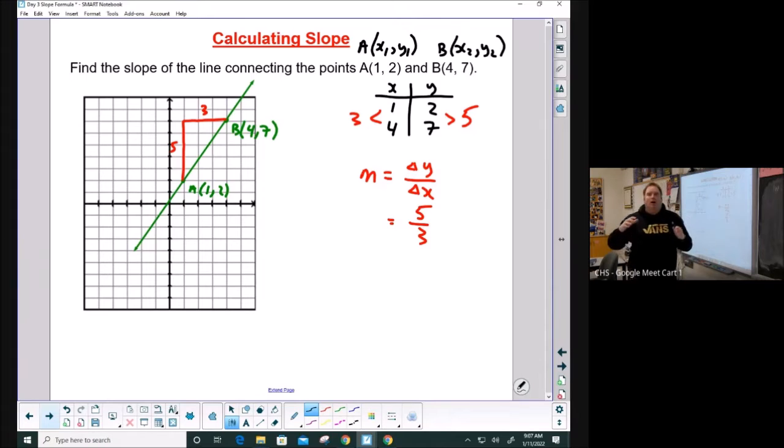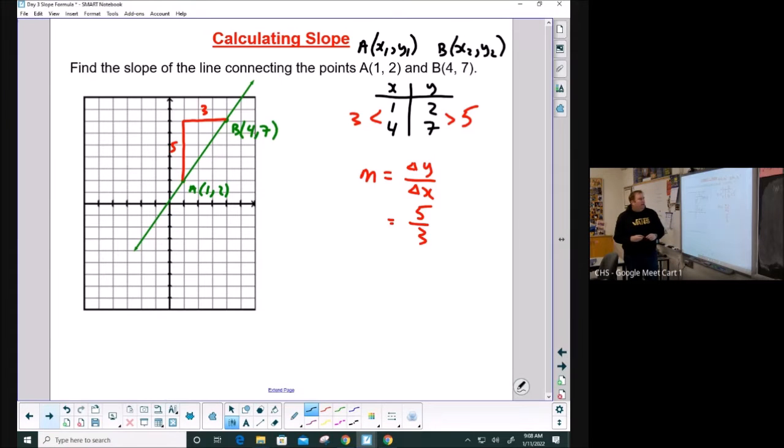Subscripts are things that go on the bottom and are used to label things. So when you see x2, it is simply referring to this x-coordinate in the second point. And x1 is the x-coordinate in the first point. So these numbers are labels, they're not math operations.